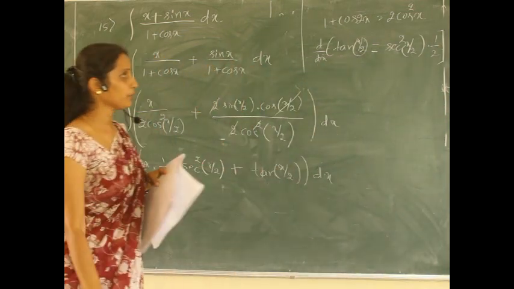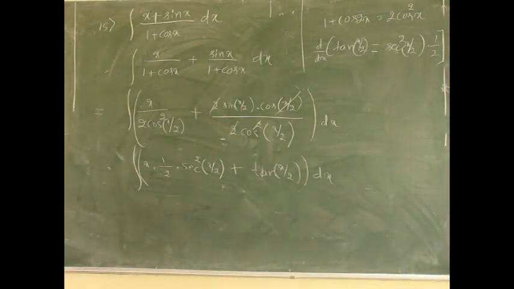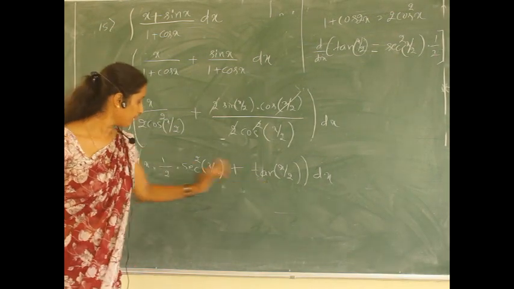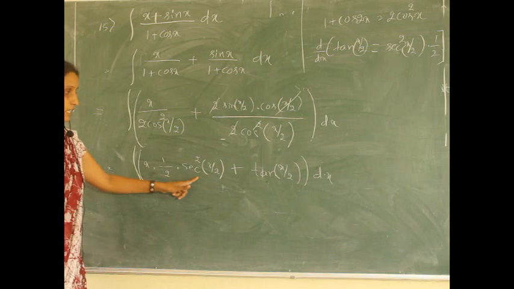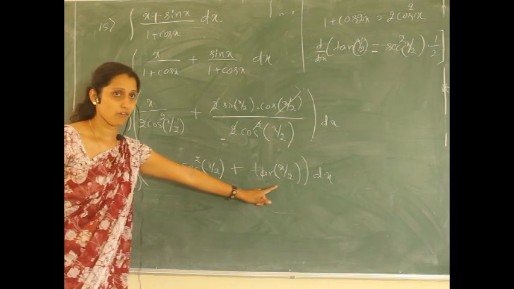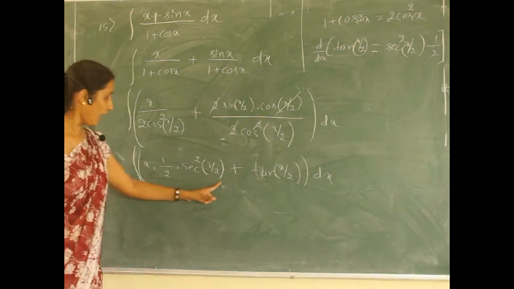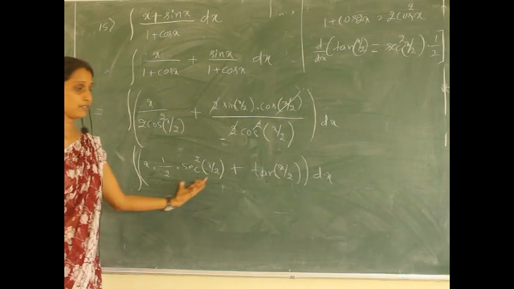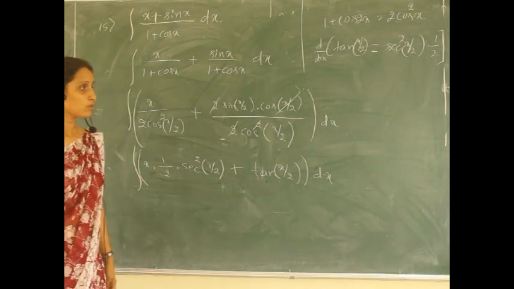Derivative of tan x by 2 will be secant square x by 2 into 1 by 2. So here, the derivative of tan x by 2 will be 1 by 2 into secant square x by 2. So this is f of x, tan x by 2 is f of x, and this half into secant square x by 2 is f dash of x, the derivative of tan x by 2. So what is the formula?